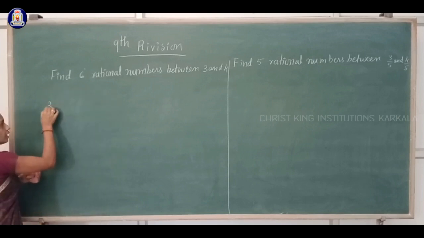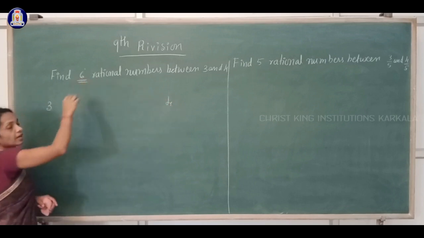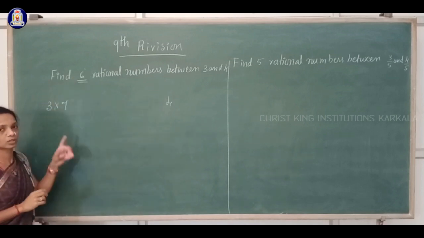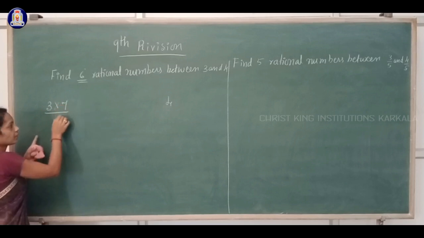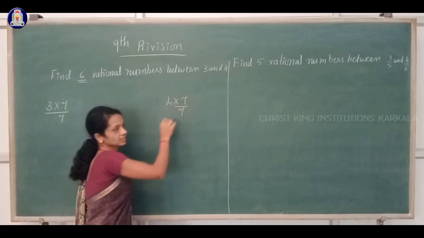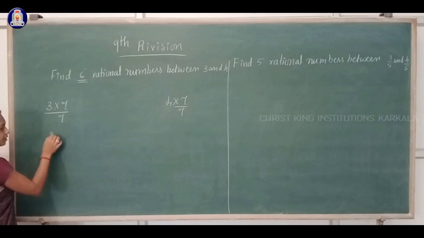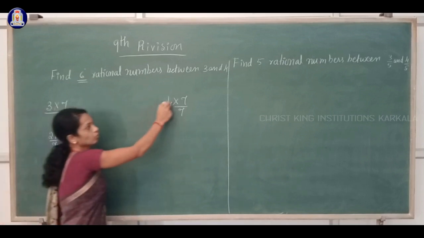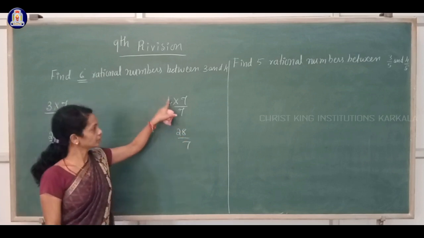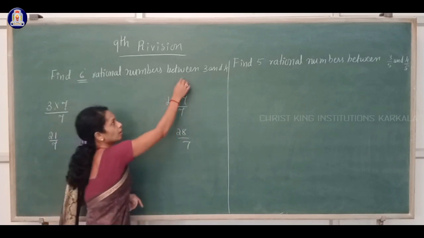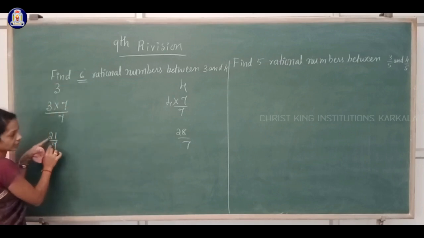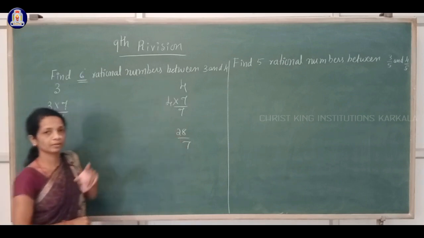Now for 3 and 4, if they ask 6 rational numbers to write, you take one more than that, that is 7. 6 plus 1 is 7. You have to multiply by 7 and divide by 7 for 3, and also for 4. So 3 into 7 is 21, 21 by 7, and 4 into 7 is 28, 28 by 7. If you simplify 28 by 7, you will get 4, and if you simplify 21 by 7, you will get 3. So we have taken the equivalent of 3, and 28 by 7 as the equivalent of 4.